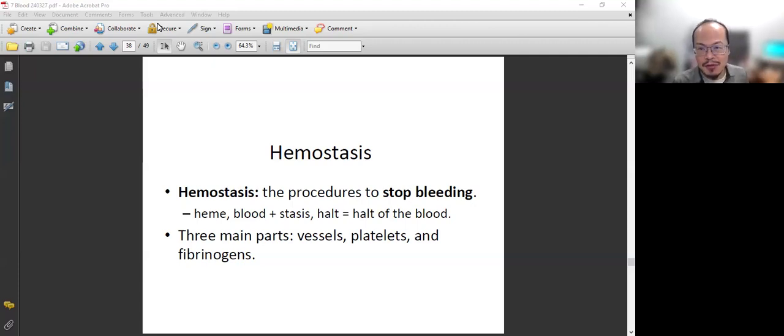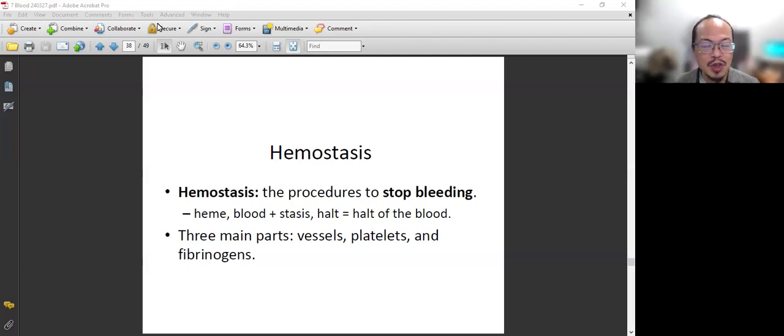This is our last portion, and this is about hemostasis. We talked about this terminology already. This is about stopping bleeding. This is important because once in a while we will get injured, and we need to be able to stop bleeding, otherwise we're going to have a leakage, right? So we don't want to have a leakage. So we have a system to stop bleeding.